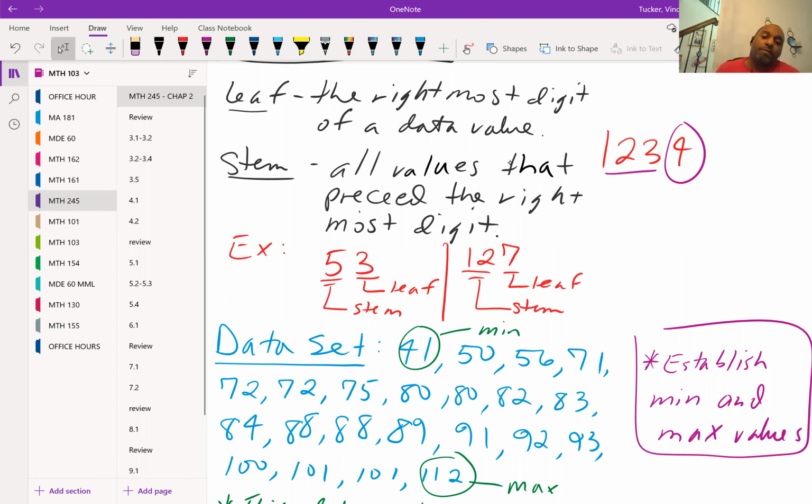We have 41, 50, 56, 71, 72, 72, 75, 80, 80, 82, 83, 84, 88, 88, 89, 91, 92, 93, 100, 101, 101, and 112. I'll give you a chance to write that down.